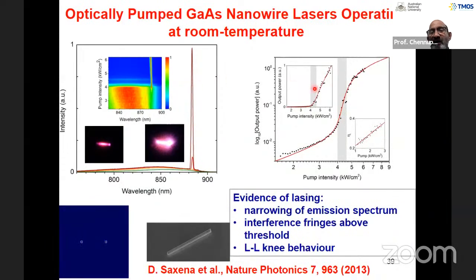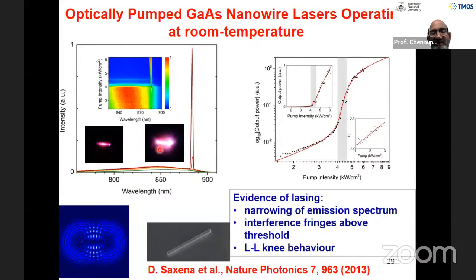taking place. You can also see the output versus pump intensity characteristics, with threshold-like behavior here. The log-log plot shows this S-type behavior, which confirms that true lasing is taking place. You can also see, above threshold, beautiful interference fringes because two coherent dipoles are emitted from both ends of the nanowire.